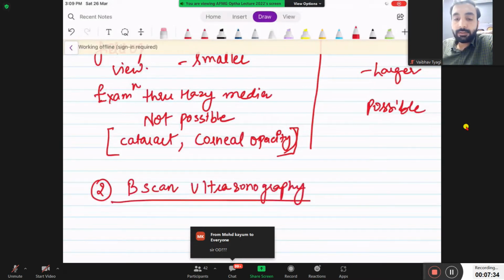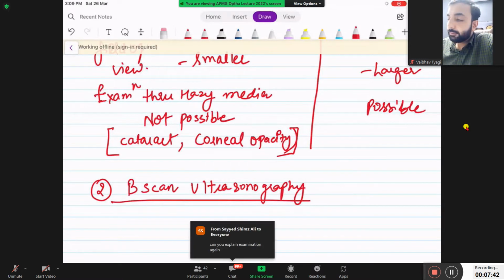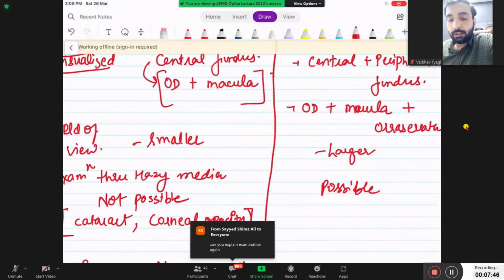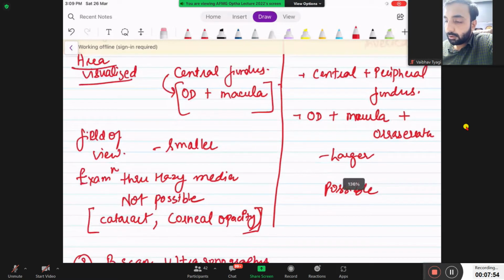OD is optic disc. OD is optic disc. Optic disc. So you can visualize optic disc plus macula plus ora serrata. Which examination? Can you explain examination? Which examination?